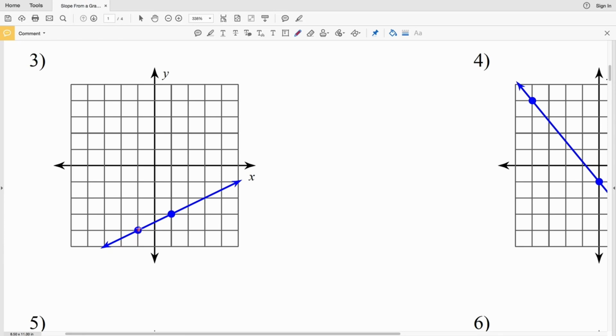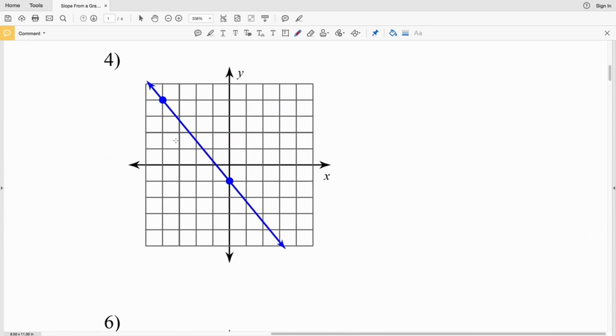Starting at the leftmost point, for our rise, we need to move up 1. And for our run, we're going to move over 2, so it's going to be a positive 2. So the slope for number 3 is 1/2.